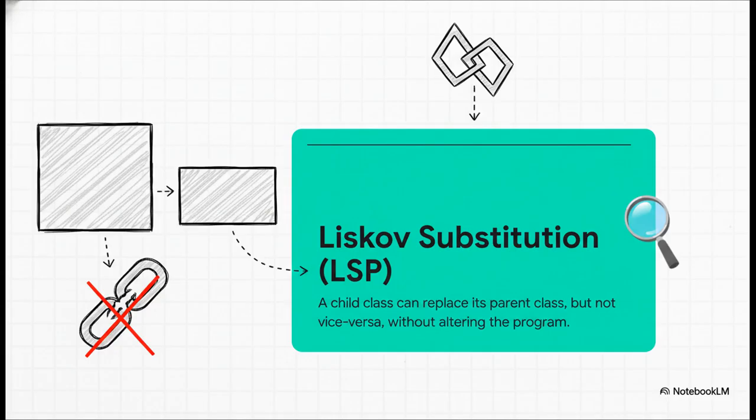It just means that if you have a child class, you should be able to drop it in anywhere you'd use its parent class, and the whole program should just keep working. No explosions, no errors. A square should be a perfect substitute for a rectangle. If it isn't, well, that's a sign your whole model is broken.